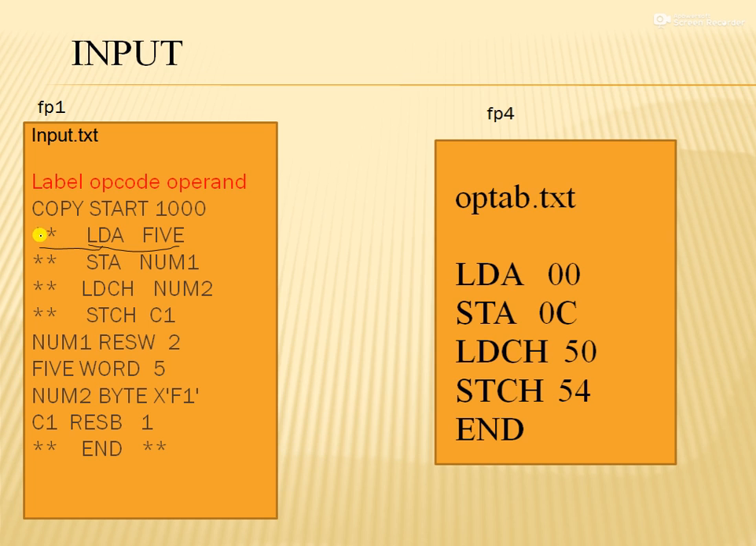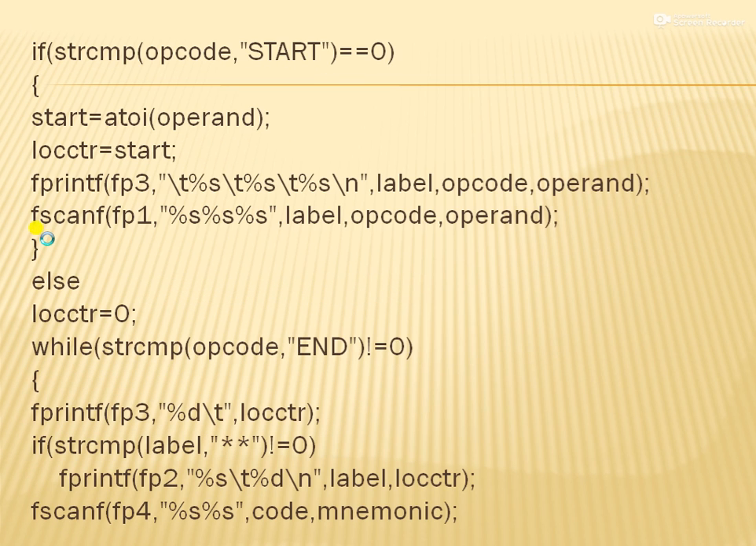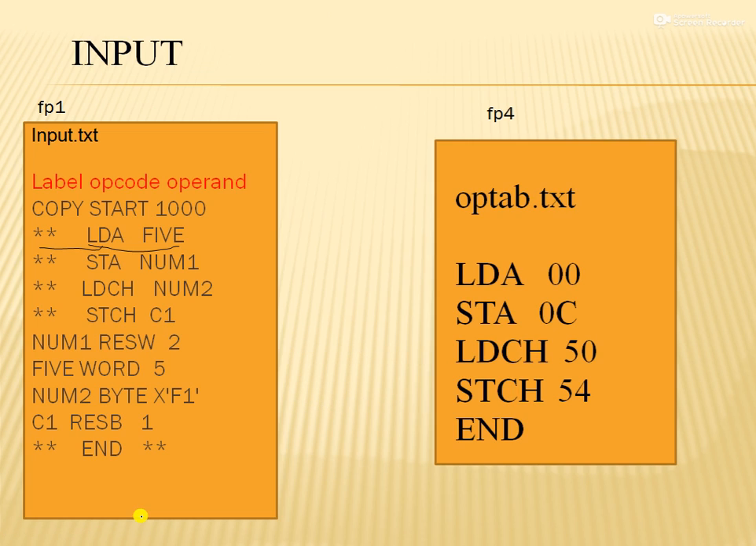So that means the star, it is true. So this if condition is false. Okay, so we will be coming to this statement fscanf fp4. That means you need to check the mnemonic code. So you are reading the first code along with the mnemonic from the op tab. So you read fp4. That means you can read this LDA 00.